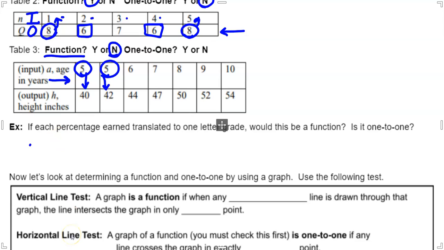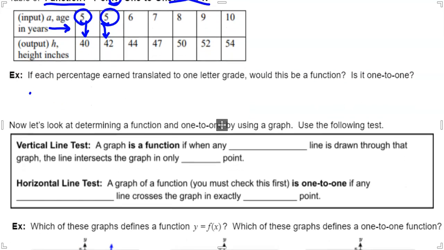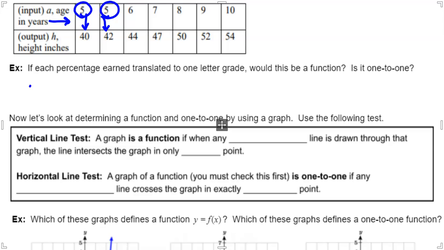And so then the question whether it's one-to-one doesn't even exist. We don't even need that question because if it's not a function, it cannot be one-to-one. Okay? Now, for example, let's look at this scenario. Is it a function? Is it one-to-one? If each percentage earned translates to one letter grade, would this be a function? Is it one-to-one? So this, without giving any numbers, could or couldn't possibly be.